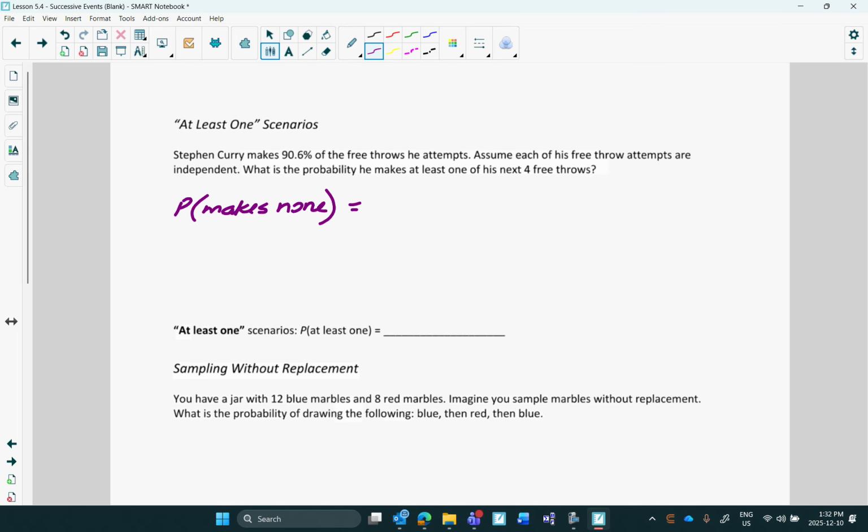What would that be? How would I find that? 0.0943. So we would have to do 1 minus 0.906 and then raise that to the 4th, because this is the probability that he misses, and this is the probability that he misses 4 times in succession.